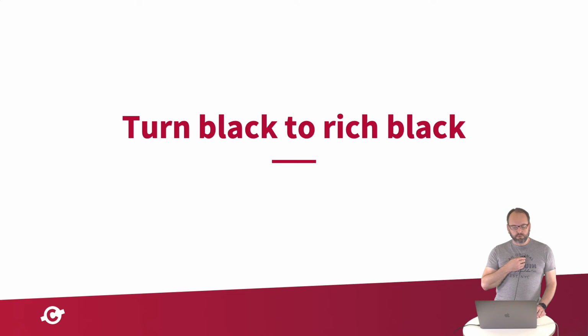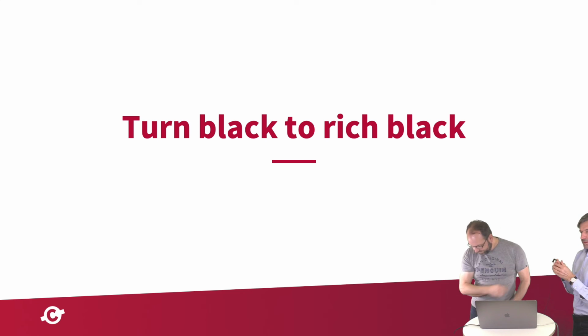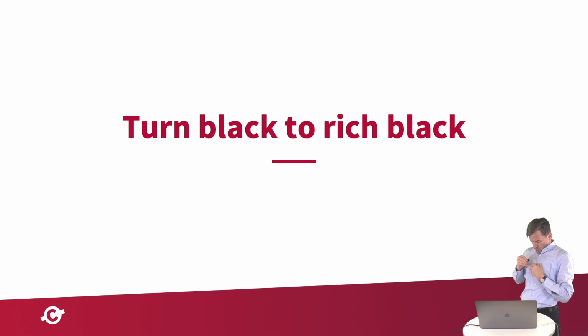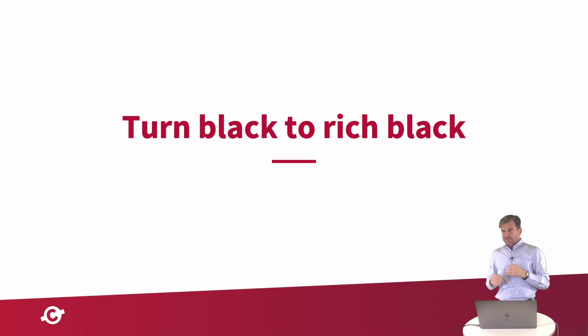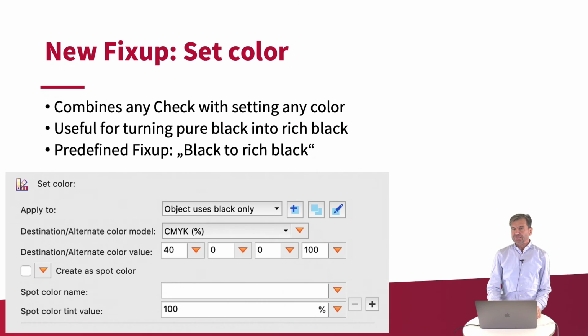Okay, so you did white, then I think you shouldn't discriminate and you should do black as well. Right. So turn David to rich David? No, turn black to rich black. So what is that and how easy can that be?